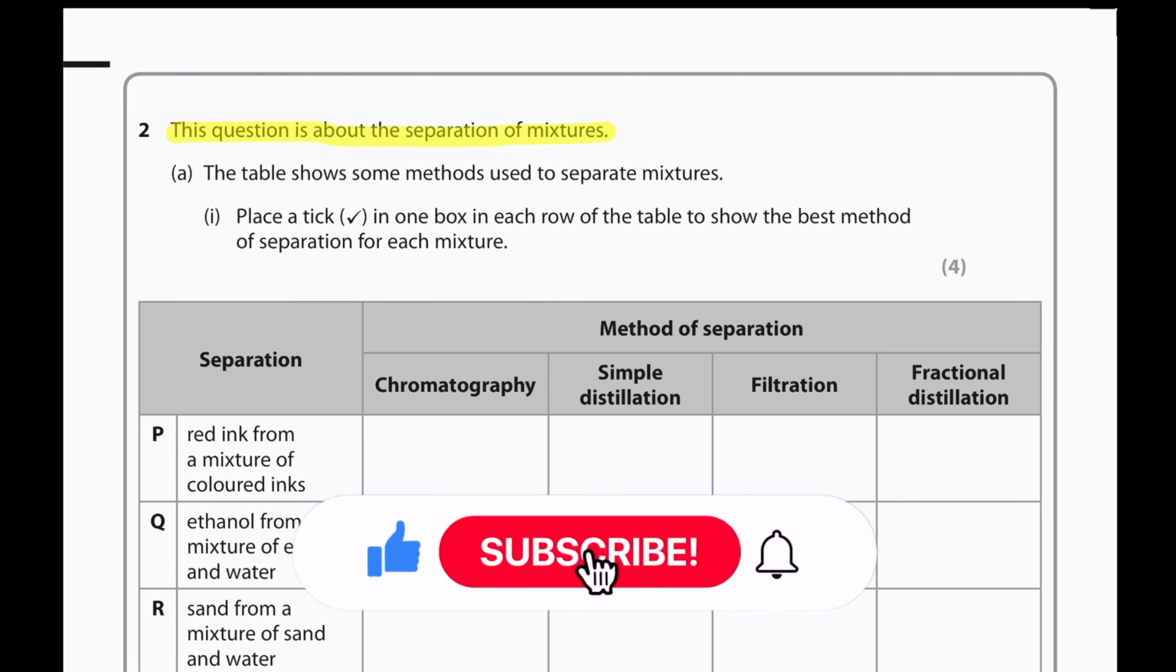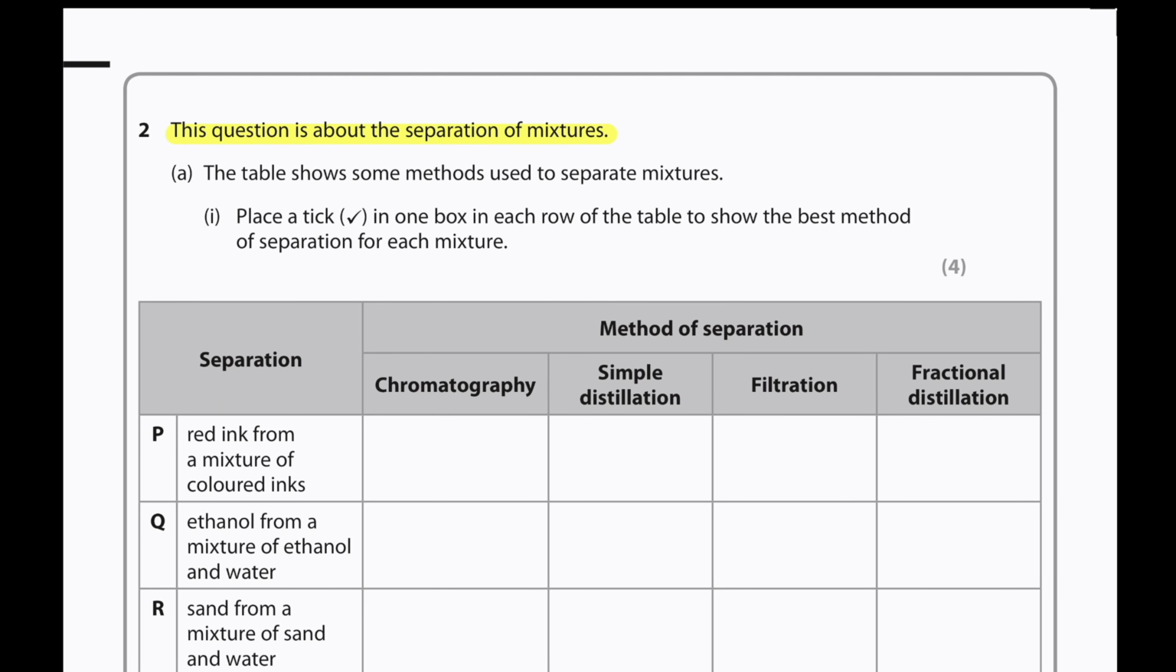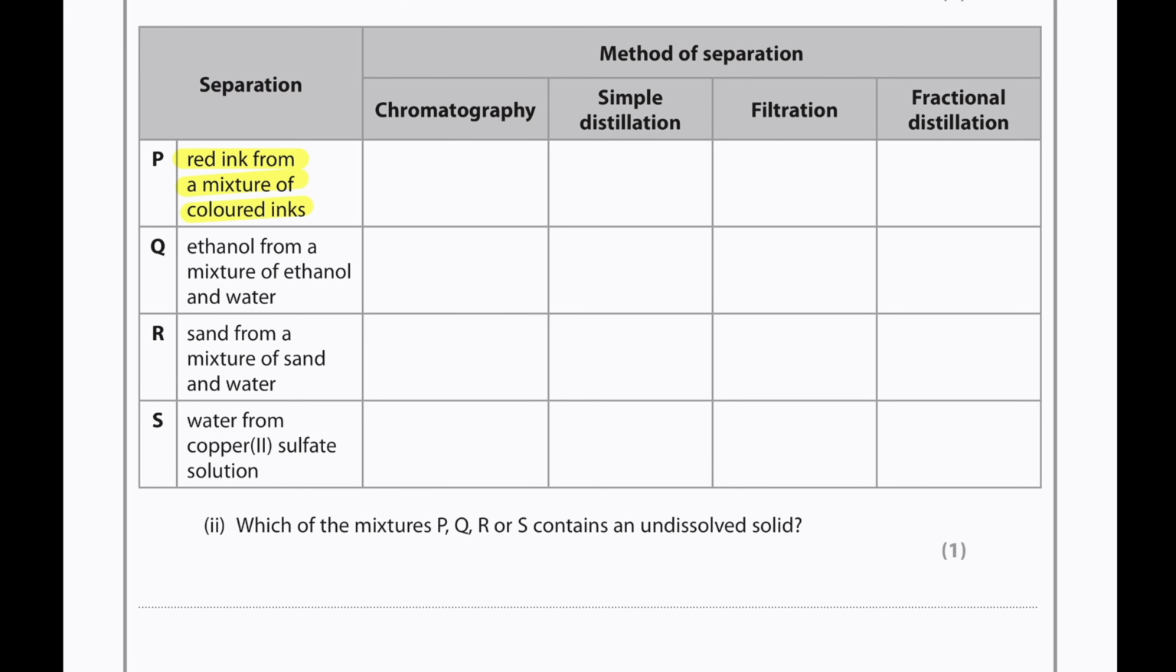This question is about the separation of mixtures. The table shows some methods that are used to separate mixtures. Place a tick in one box in each row of the table to show the best method of separation of each mixture. Red ink from a mixture of colored inks: definitely chromatography will be the best technique for this.